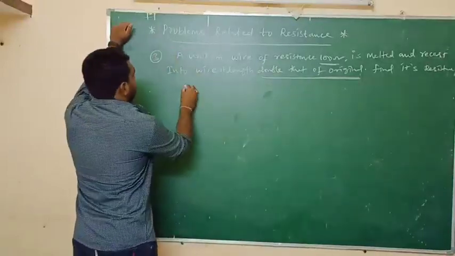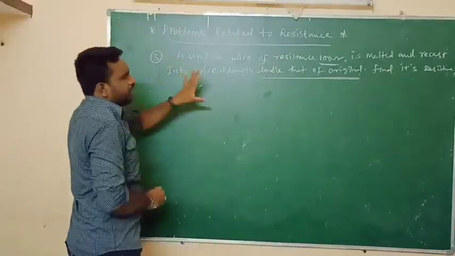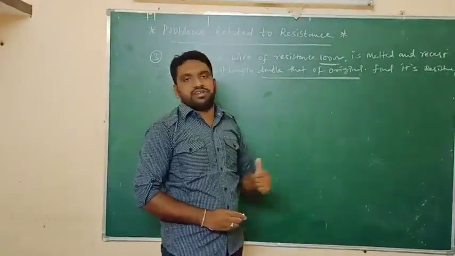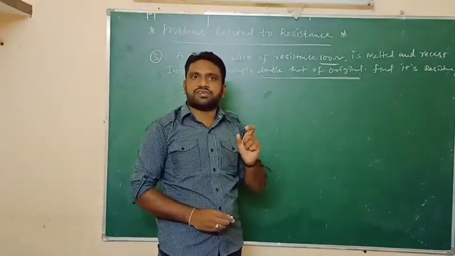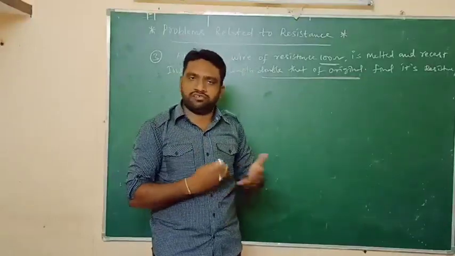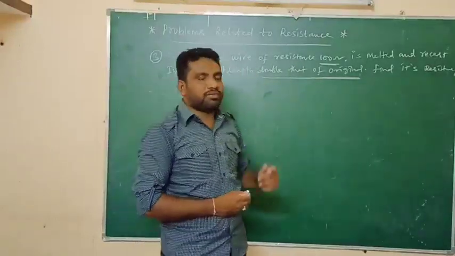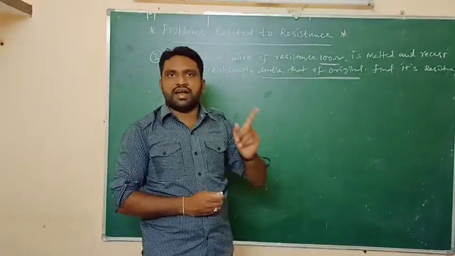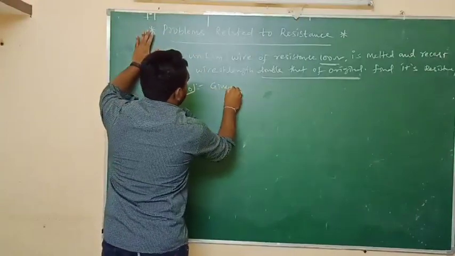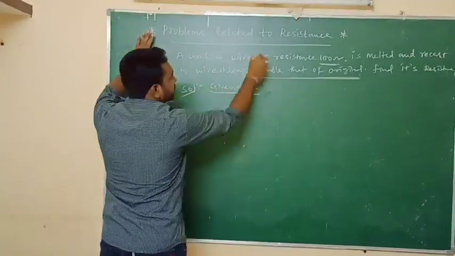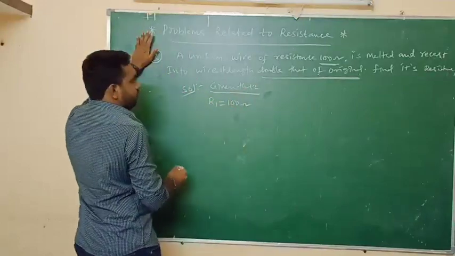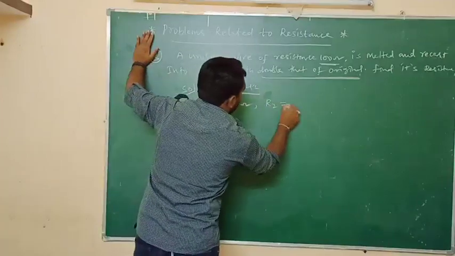First of all, we need to write the information. In this problem we have the relation between length, resistance, and area, its thickness also. When the length changes, its cross-section area automatically changes too. So that is the principle we have to take here. Before that, the given information: the initial resistance R1 is 100 ohms, and based on this we need to find R2.